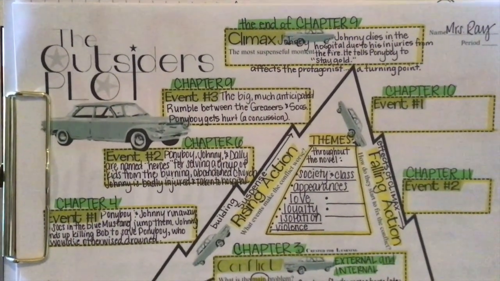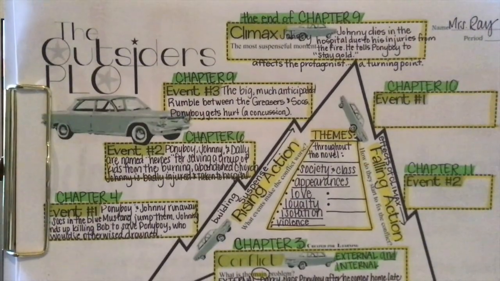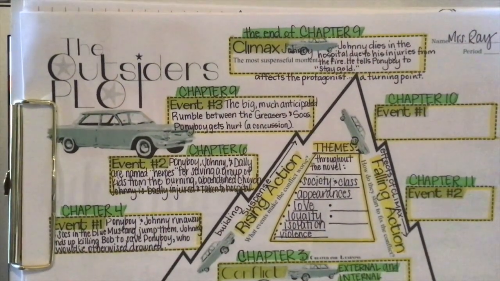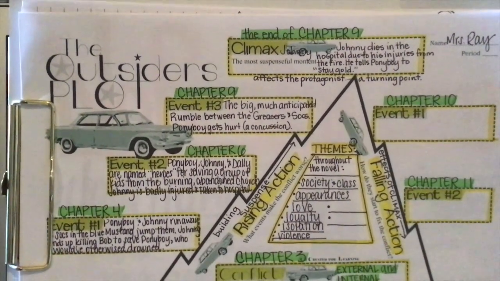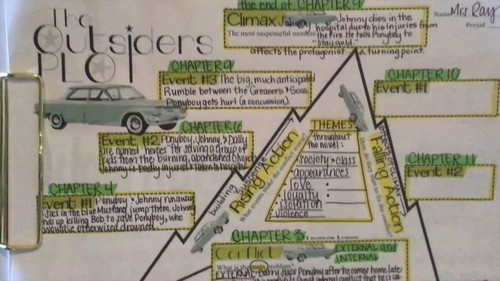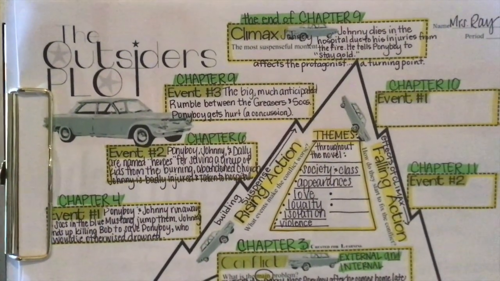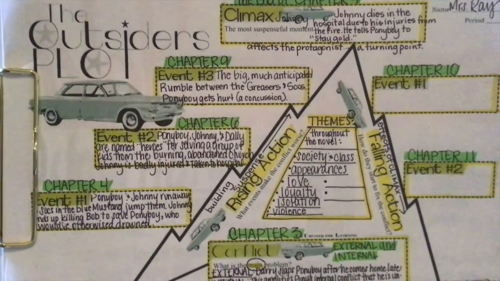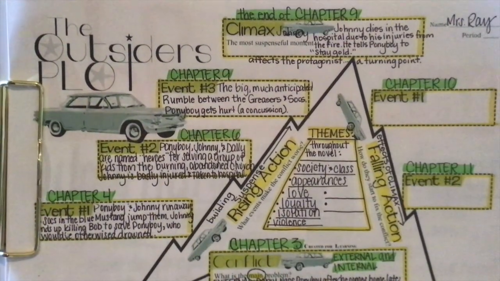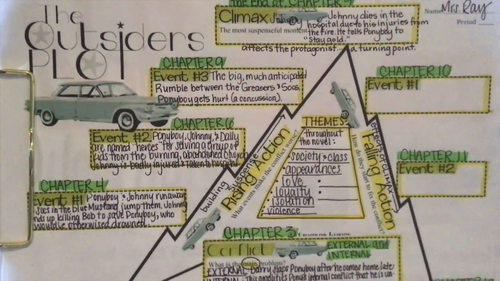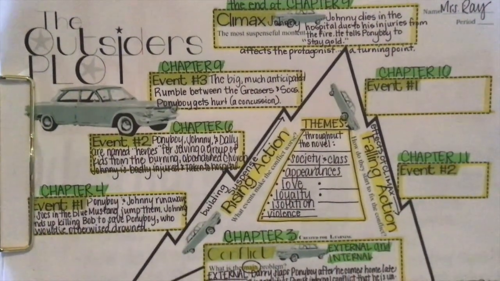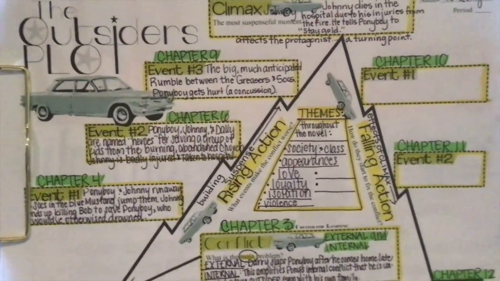So this is when Johnny dies in the hospital due to his injuries from the fire, and he tells Pony Boy to stay gold. That is a very famous line in this novel, probably the most famous line. And of course, this is in reference to Robert Frost's poem, Nothing Gold Can Stay. What he means by this is stay gold, stay innocent. Even though you've seen a lot of really hard stuff, he hopes Pony Boy will come out of this still good like he is.